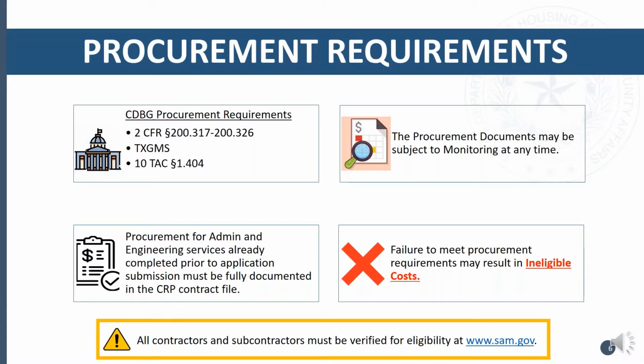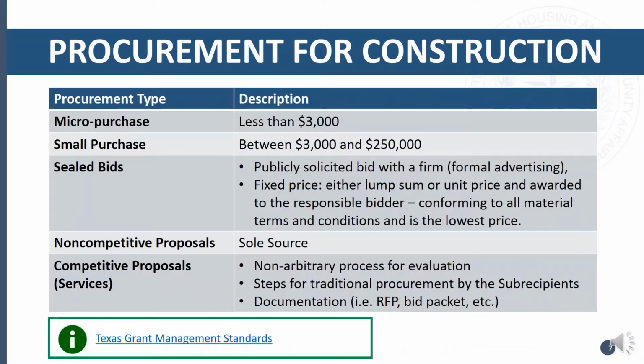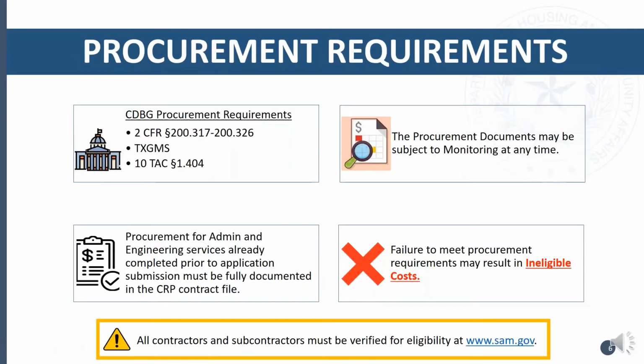Next, we want to emphasize that the procurement documents can be monitored at any time, and failure to meet procurement requirements may result in ineligible costs. At the bottom, we highlighted that all contractors and subcontractors must be verified for eligibility at www.sam.gov for them to be eligible to be paid through this program.